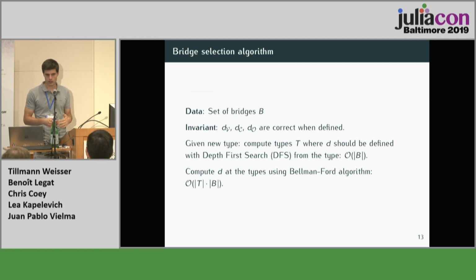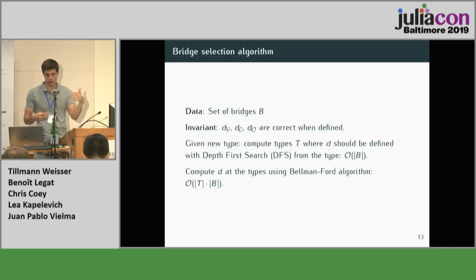The heuristic we use is we're trying to find the minimal number of bridges to bridge the constraint into constraint variables that are supported. So the distance from a variable is the minimal number of bridges that should be used to bridge this variable. The distance from a constraint is the same, the minimal number of bridges that should be used to bridge this constraint into supported constraint variables, and the same goes for the objective.